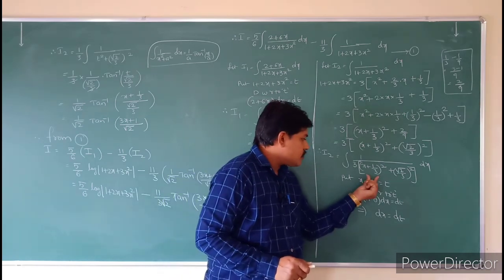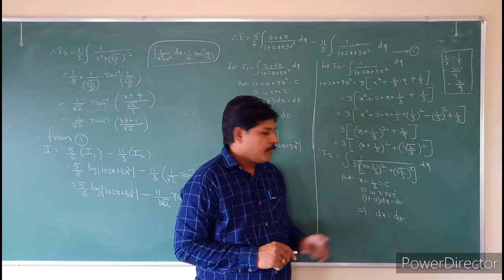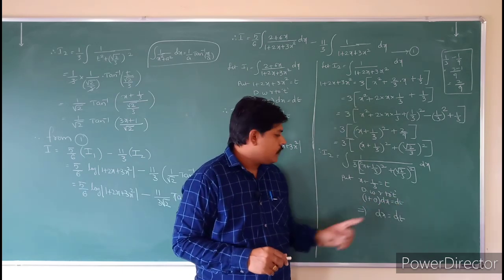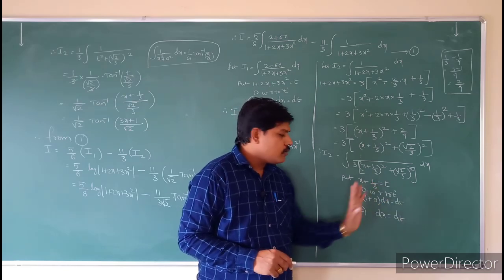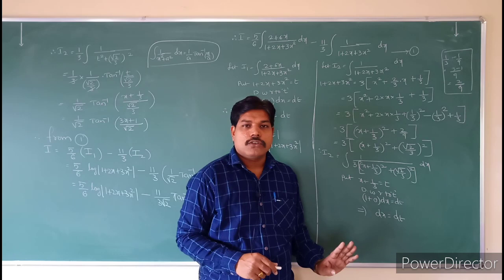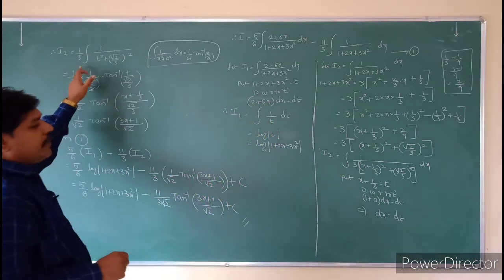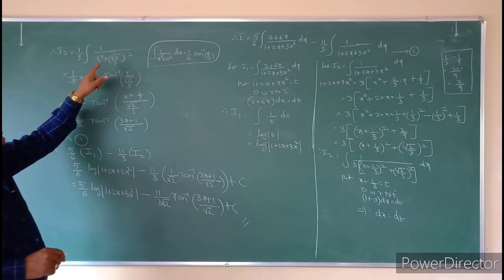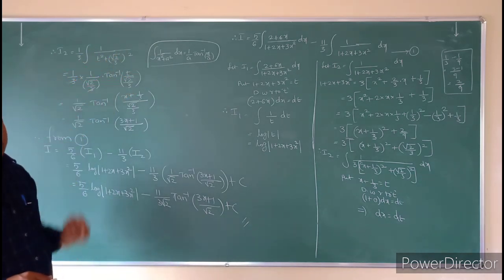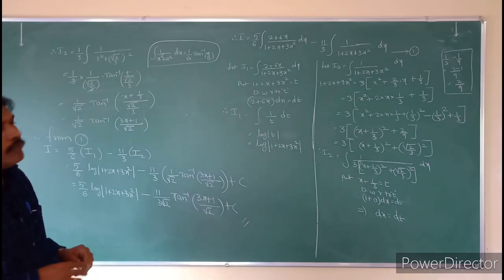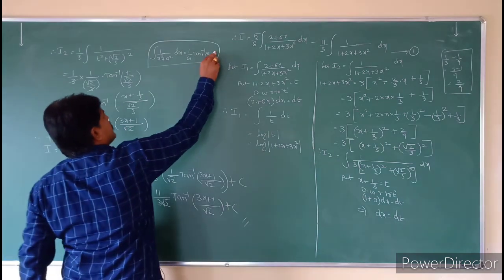I am taking x + 1/3 equal to t. Differentiate with respect to t: the derivative of x is 1, the derivative of 1/3 is 0, so dx is equal to dt. And take the problem: I2 is equal to 1/3 into integral of 1 by t² + (√2/3)². So it is in the form of integral of 1 by x² + a², that is 1/a into tan inverse of x/a plus c.